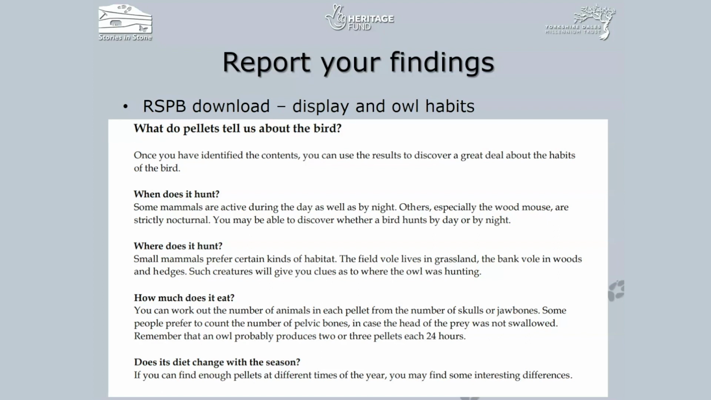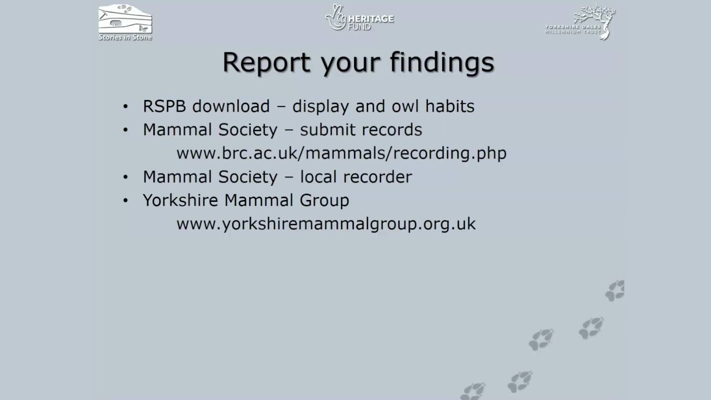Where it hunts: if you're thinking about the habitats that these small mammals prefer, then again, if you predominantly find one species over another, it gives you an idea of where that animal is hunting. But also, on the flip side, the animals that make up the contents of that owl pellet will give you an idea as to what's going on with that small mammal population in that particular area as well.